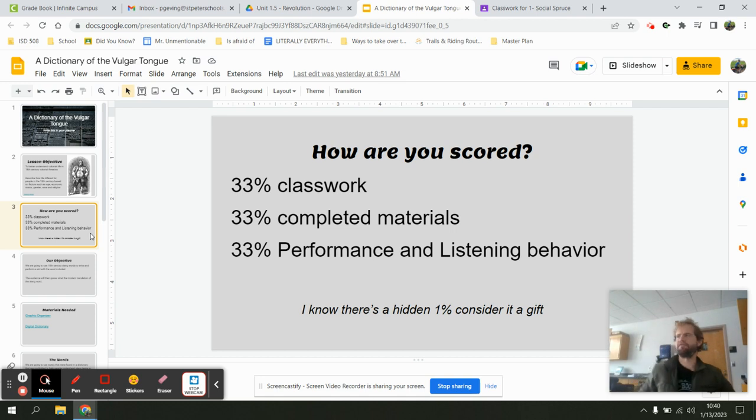33% of the grade is coming from our classwork, what you and your partner are doing together. About a third of your grade is coming from your completed organizer and materials. About a third is coming from the performance and the listening behavior to others during those performances. This is set up so that you're not going to be able to get a super duper high grade by missing out on one of them, because 66% gets just about a D. But by hitting 2 out of 3, you should be getting yourself to a point where you are at least passing, which is super duper awesome.